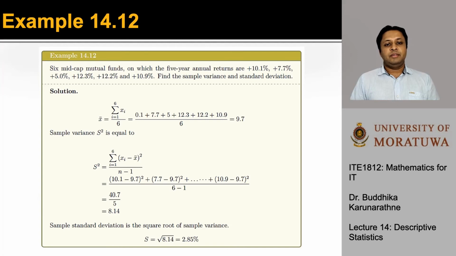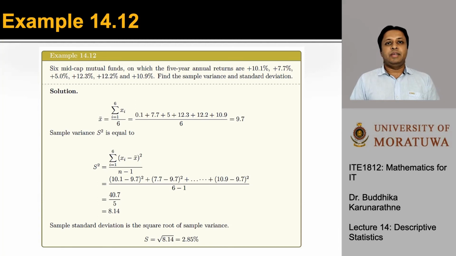You have to use the equation: summation of (xi minus x bar) squared divided by n minus 1. You have all the xi values, 10.1, 7.7, 5.0, and so on, and you get all the squared values. You already found x bar, so you can substitute that value, 9.7, and divide by n minus 1, where n is 6, so 6 minus 1 is 5. And you eventually calculate the sample variance to be 8.14. So how do you get the sample standard deviation? You simply take the square root of the variance and you get 2.85%, the sample standard deviation.